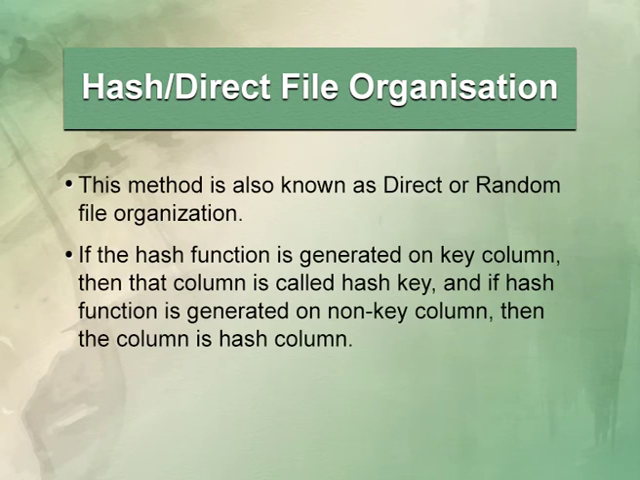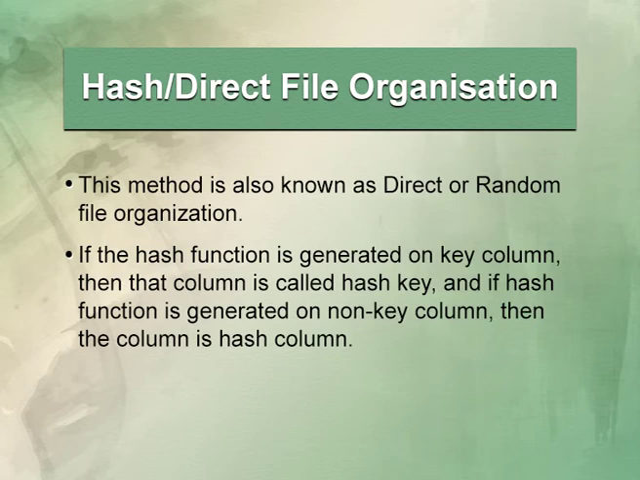So, this method is also known as direct or random file organization. Why? Because it is directly fetching the records from the storage area. If the hash function is generated on a key column, then that column is called a hash key, and if the function is generated on a non-key column, then the column is called a hash column.